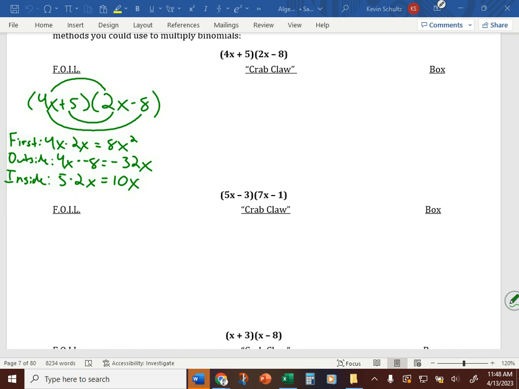And then L, for last, the last term in each set, are the constants here. That 5, we already multiplied by the 2x, so now we're going to take that 5 and multiply it by the negative 8. And 5 times negative 8 is negative 40. First, outside, inside, last. Kind of an organized way to multiply each term in one set by each term in the other set.